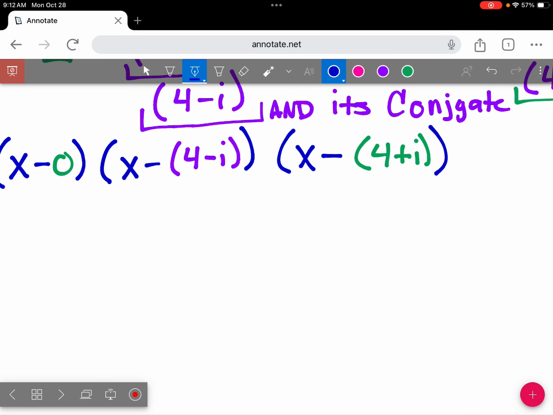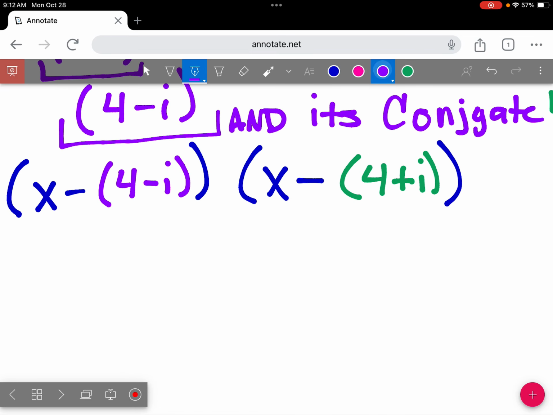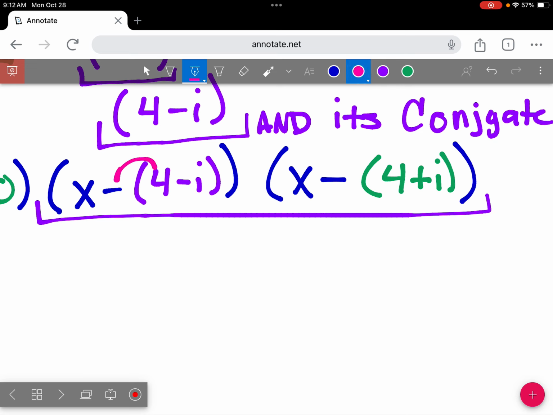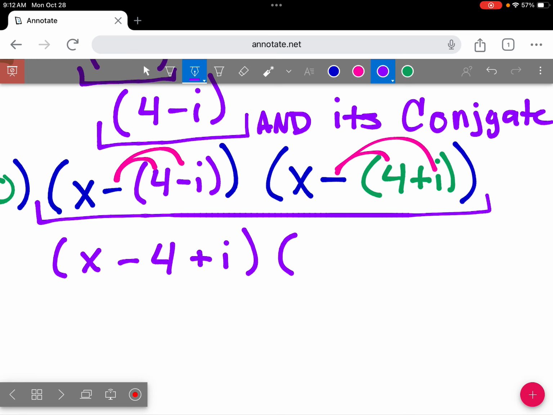Because when we do that, and then we need to multiply out to get rid of those i's, all of our i's should wind up canceling out. So we do need to multiply this out to get our factors properly. So we're going to start by distributing our minus signs through on both of these, just because we have a lot of pieces here. So we're going to have x minus 4 plus i times x minus 4 minus i.